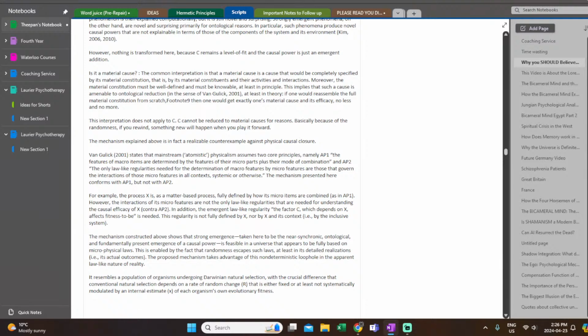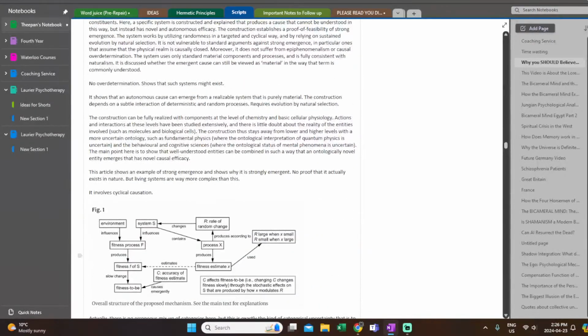Okay. For example, the process X is, as a matter-based process, fully defined by how its micro items are combined, as in AP1. So this process X right here is a weakly emergent phenomenon inside this thing. Or at least the author can construct it in such a way. In real life examples, this could be a strongly emergent phenomenon, but in this particular construction, it's a weakly emergent phenomenon because it arises from the material components of the system S. So S is the organism. X is a process within the organism that can increase the rate of random mutations or decrease it depending on its level of fitness.